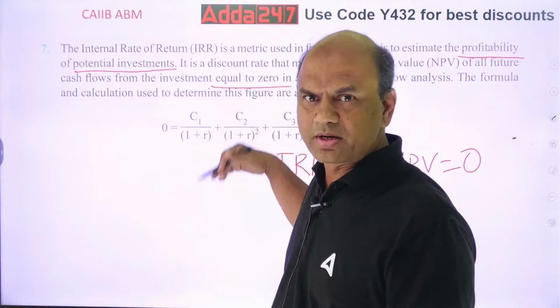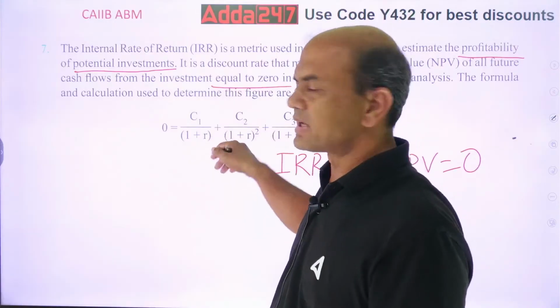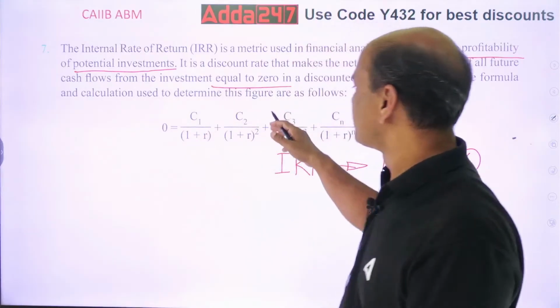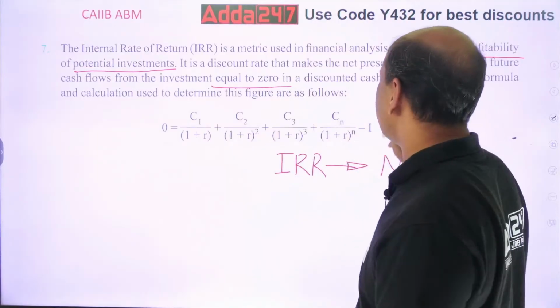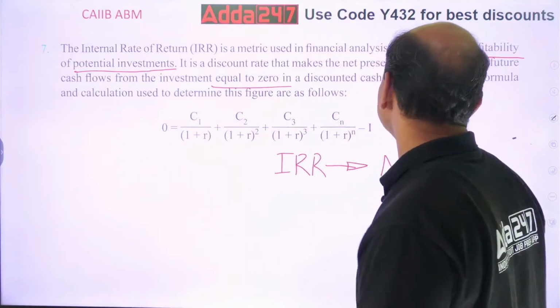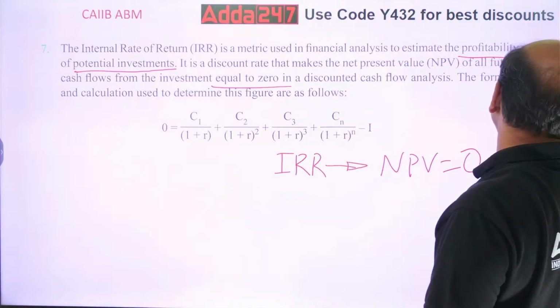Cash flow 1 divided by 1 plus R raised to year 1, cash flow 2 divided by 1 plus R raised to year 2, and so on, minus my initial investment. Okay, so this is known as a profitability ratio.